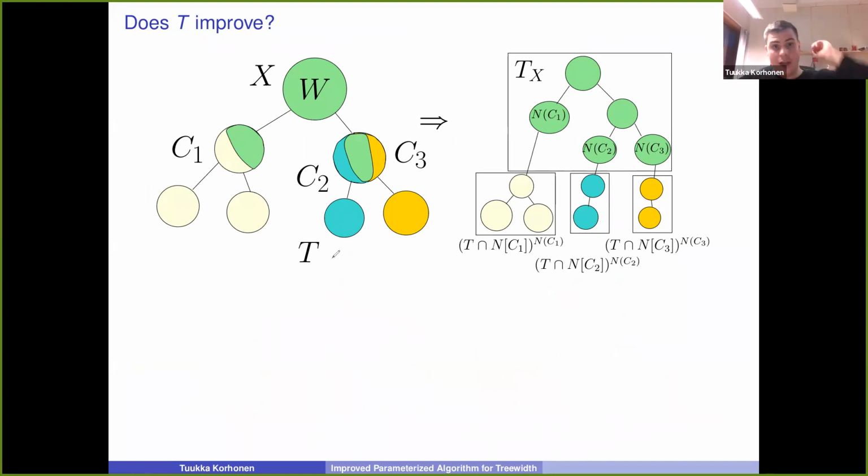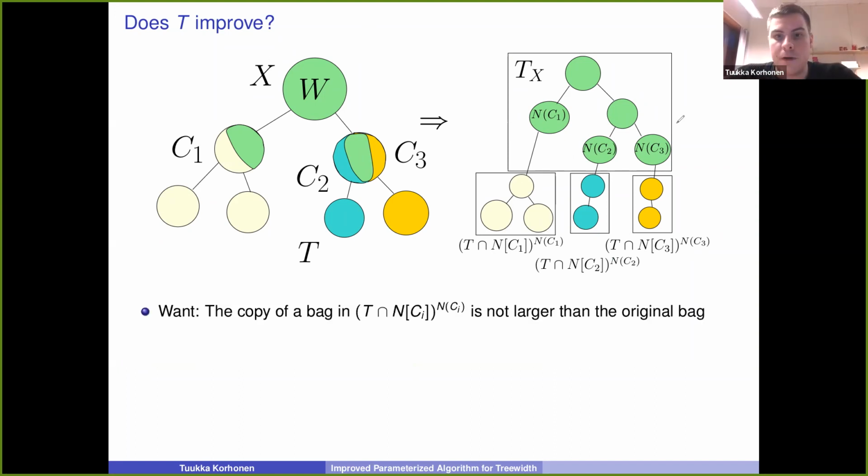Next slide. Okay, so we have this construction. We have this T, and we have this X, and we have this T_X of this superset X, and we want to use this to improve the decomposition. The first thing to do is to make sure that this new decomposition doesn't increase the width.